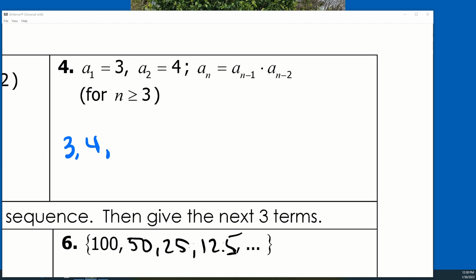So this one's kind of like Fibonacci, but instead of adding, what are we going to do? We're going to multiply. So to find the third, you're going to multiply the 2 previous. So what's it going to be? 12. Yes. And then to find the fourth, what are we going to multiply, Nolan? 4 and 12. Good. So it's going to be 48. Now this last one, I can't do in my head. And we multiply 12 times 48, 576.